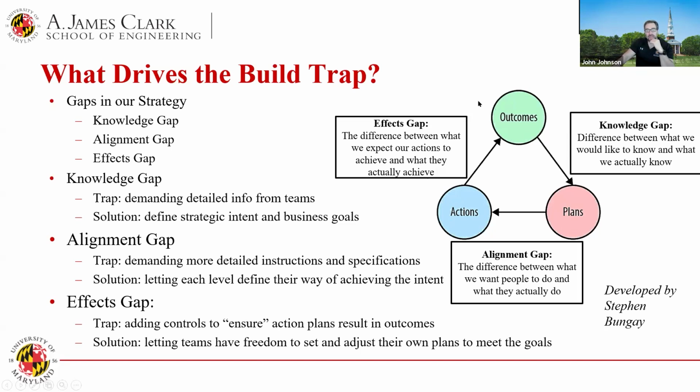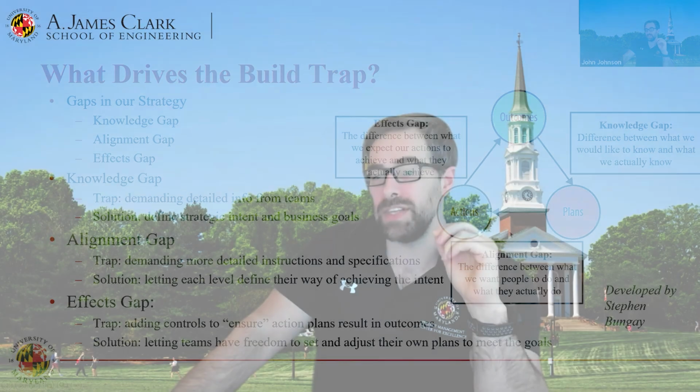And what we see is that the trap is to add more and more controls to ensure that everything that we planned, our features, are exactly to spec, and that in that way it will result in the outcomes. But in reality, that won't happen because we started with a bad idea that wasn't insight driven. So instead, we should just let teams have the freedom to set and adjust their own plans to meet these goals, and to do so in a much more empowered way.